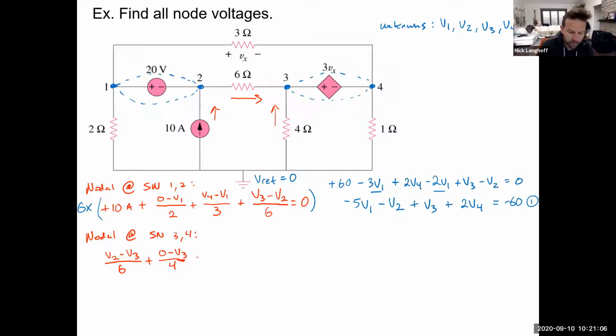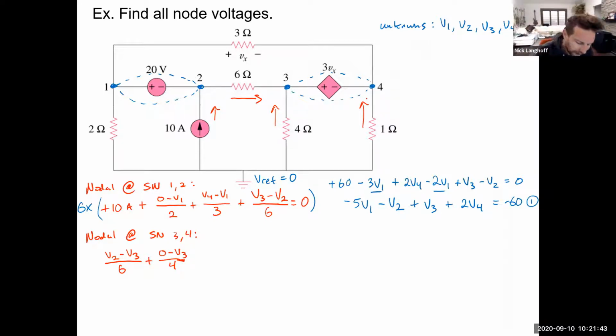Now, remember, you don't look at this current. You can't know that. Even though this is a dependent voltage source indicated by the diamond, it, just like any voltage source, can produce any amount of current. And we don't know what that is. And that's why we do a supernode around it, because you can't guess what the current is. So instead, we're going to look at the current coming into node 4, the other side of that supernode.